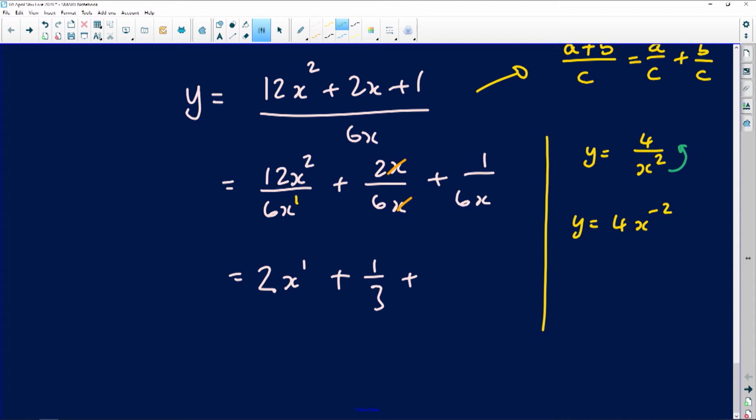Now, when you are faced with a problem like the one I'm currently sitting with, where I've got 1 over 6x, right? Stay away from the 6. Do not touch 6. We are interested in the variable that we are deriving with respect to. We are interested in the x. So only move x alone. Leave your coefficient as 1 over 6. Move x up. The current exponent on x is 1. It is going to be x to the power of minus 1 when it moves up, right? Now I'm ready to find the derivative.